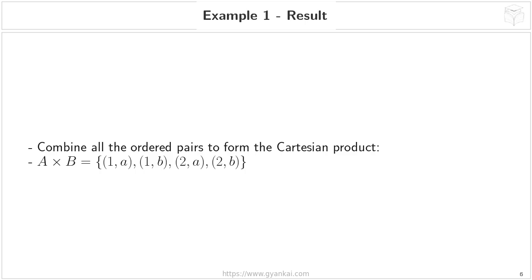of A and B. In the next examples, we'll continue this process with different sets, including sets containing different types of elements, to really solidify your understanding. But the core idea remains the same. Systematically create all possible ordered pairs, and that's your Cartesian product.